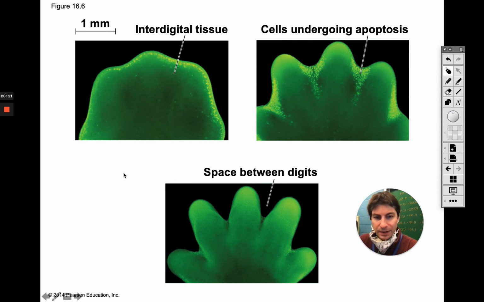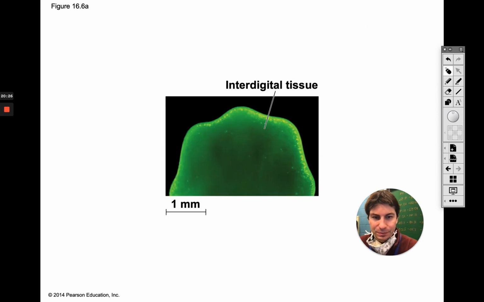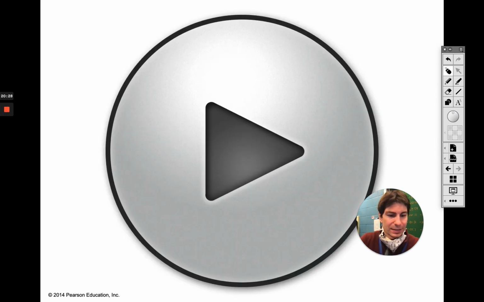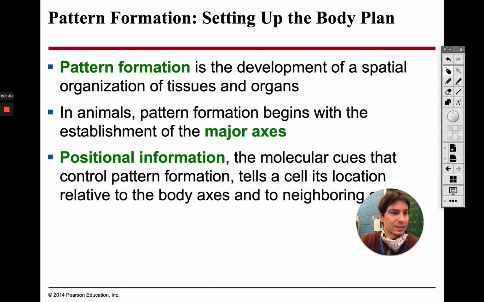When we start to develop and get our individual fingers, the fingers do not grow out. Actually, the cells die in between, and that allows our fingers to disconnect and us to get our digits. So kind of crazy there. Just a little thing on apoptosis for you.